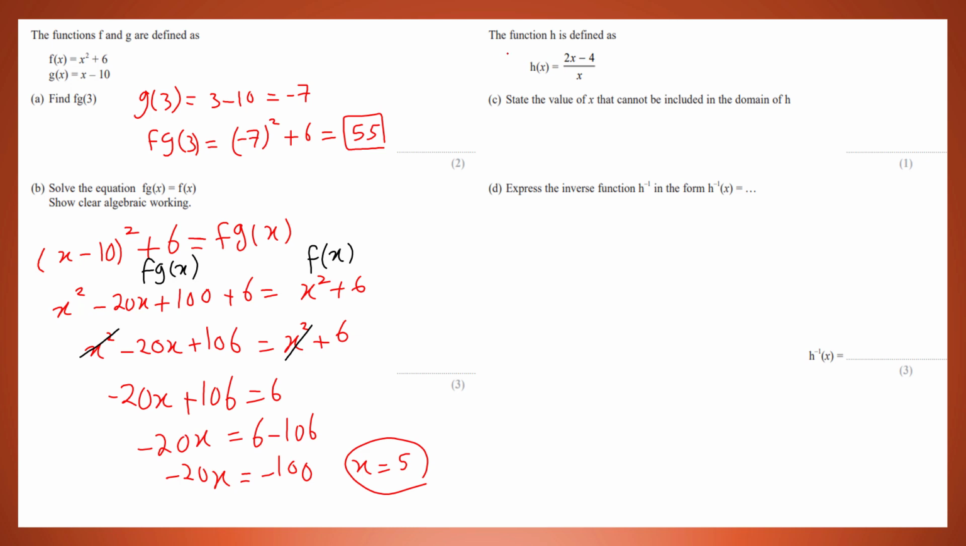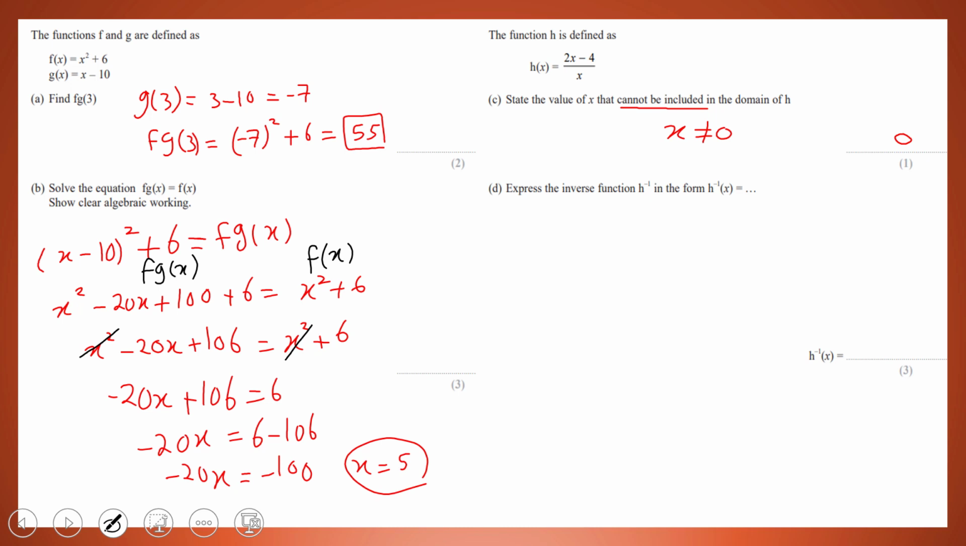Here in this part, the rest of the question says the function h is defined as h of x equals 2x minus 4 all over x. State the value of x that cannot be included. As I said to you, the parts that must be excluded from the domain whenever we have a fractional function or reciprocal function, it's the denominator. I don't want the value in the denominator that makes the denominator equal to 0. So what's the only value that makes the denominator equal to 0? When x is 0. So I don't want x equal to 0. So the only excluded value is 0.